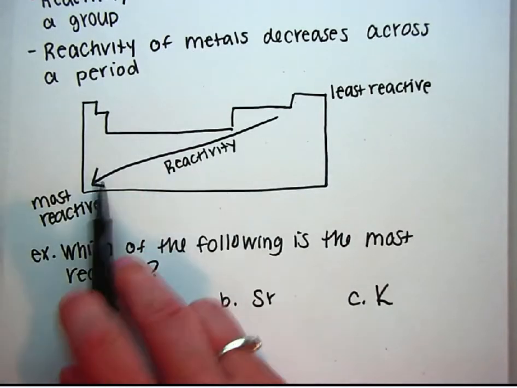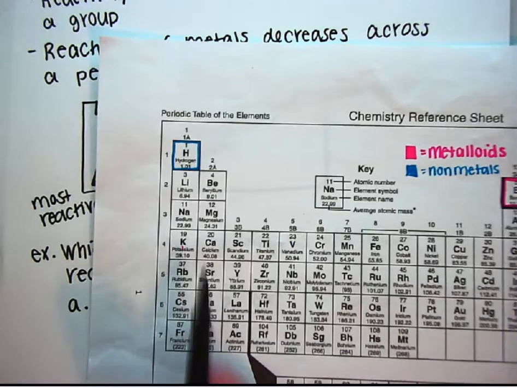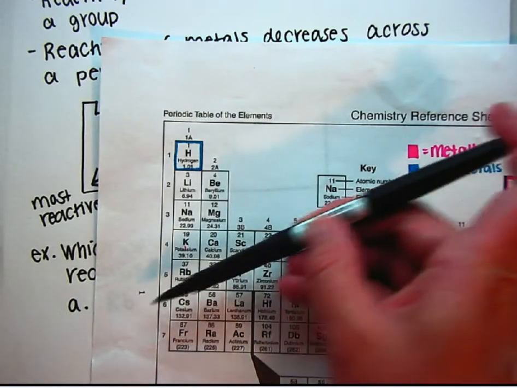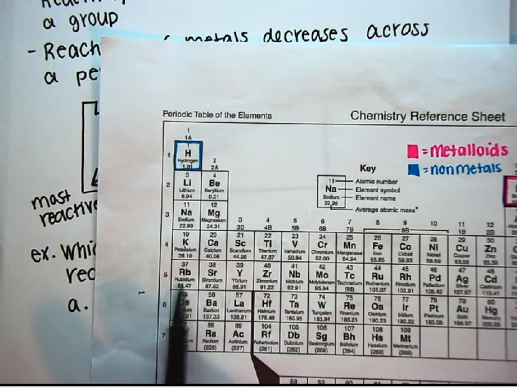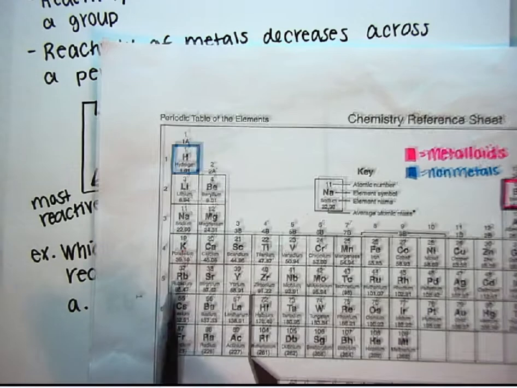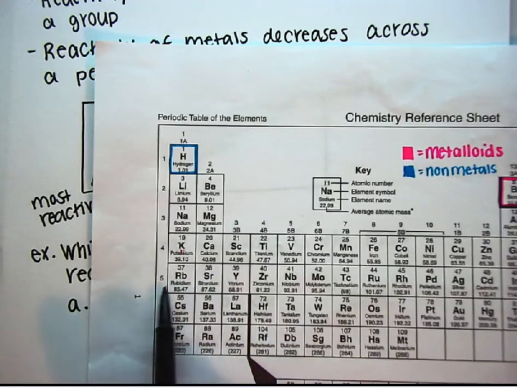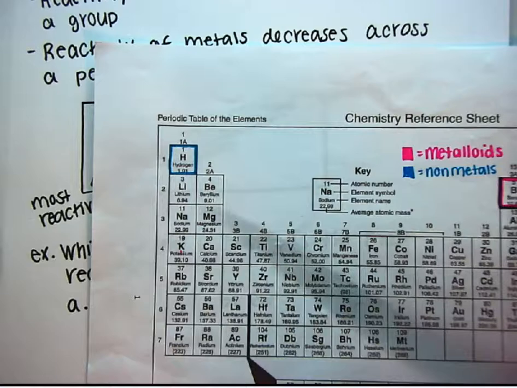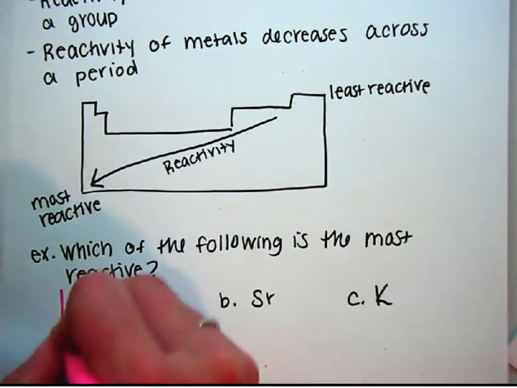So whichever metal is farthest down and to the left would be the most reactive. So I have potassium, rubidium, and strontium. Reactivity increases this way. Rubidium is the farthest down. Rubidium is farther down than calcium. Rubidium is farther down than potassium. That means rubidium is more reactive than potassium. Rubidium is to the left of strontium. Whichever element is the farthest down and to the left would be the most reactive. So rubidium would be the most reactive.